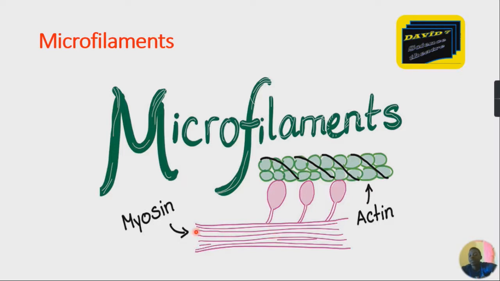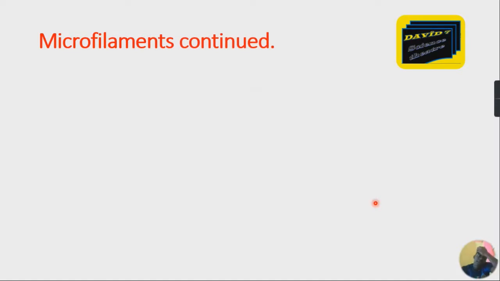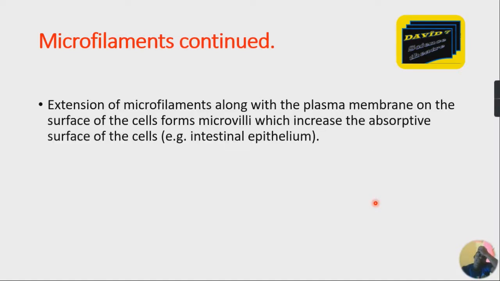These are the examples you can give if they ask. Say diameter is about 6 to 8, 7, something like that, but in nanometers, okay? And if I continue to talk more about microfilaments, the extension of microfilaments along with the plasma membrane on the surface of the cell will form microvilli. So now you can see the cilia and flagella were being formed by microtubules, but now the microvilli is being formed by microfilaments, which increase the absorptive surface of the cells.